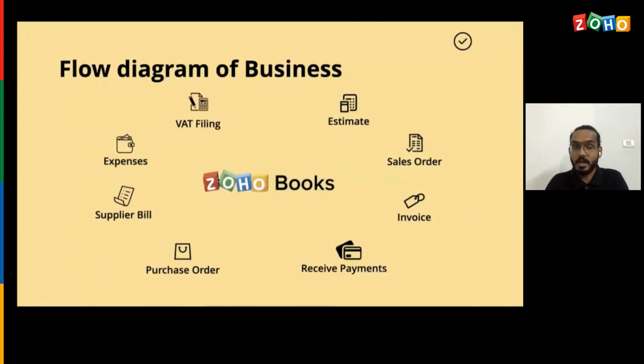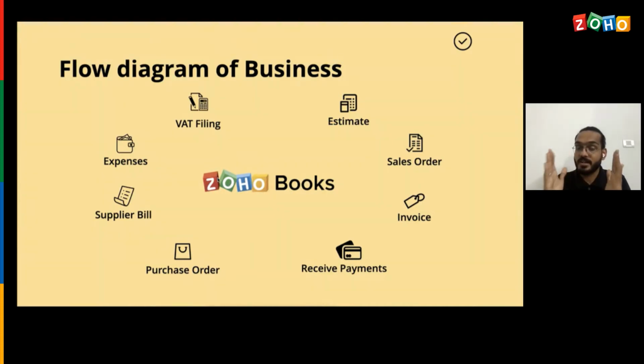So let's go in. Let's have a flow diagram for this business. Whatever your business, we have to start with the flow diagram and map that with the features of the software that we use. So we will consider this flow. The sales starts with giving an estimate, and once the estimate is accepted by the customer, the sales order is issued by Abdul.